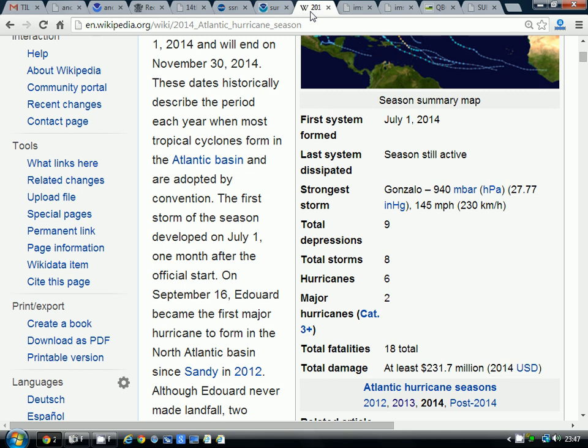Very little development there. Remember, hurricanes are dumping warmth from the tropics into the pole, basically.